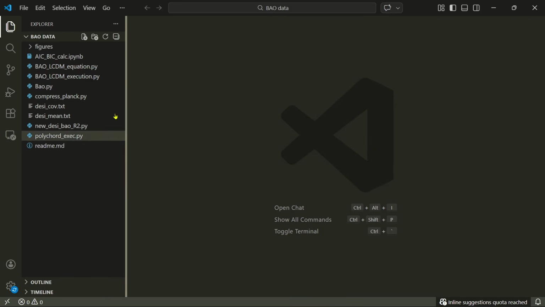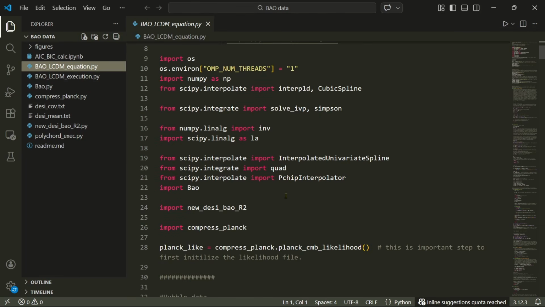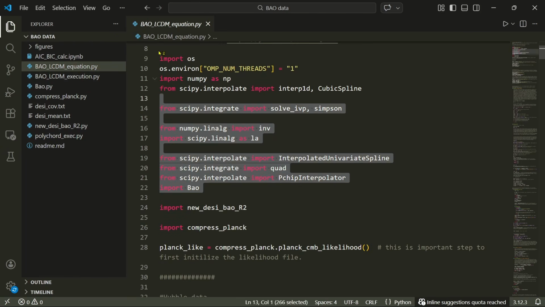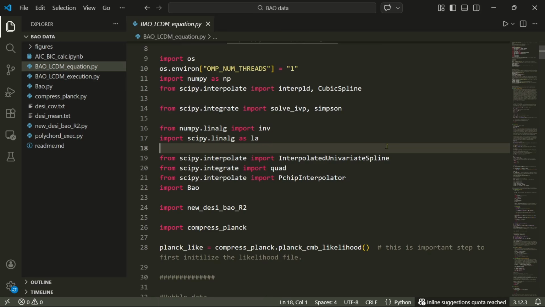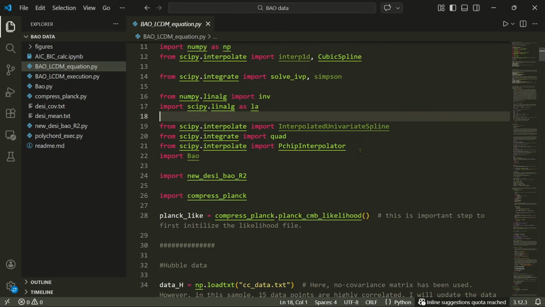If you go to the BAO LambdaCDM equation, here you can see everything. Now this is the preamble. You have to keep it the way that it is. If you are new to Python, this is importing the standard libraries. I have already installed Python, so if you want to know how to install Python, you can see some other videos, or I have made a video. You can just go and check it out.